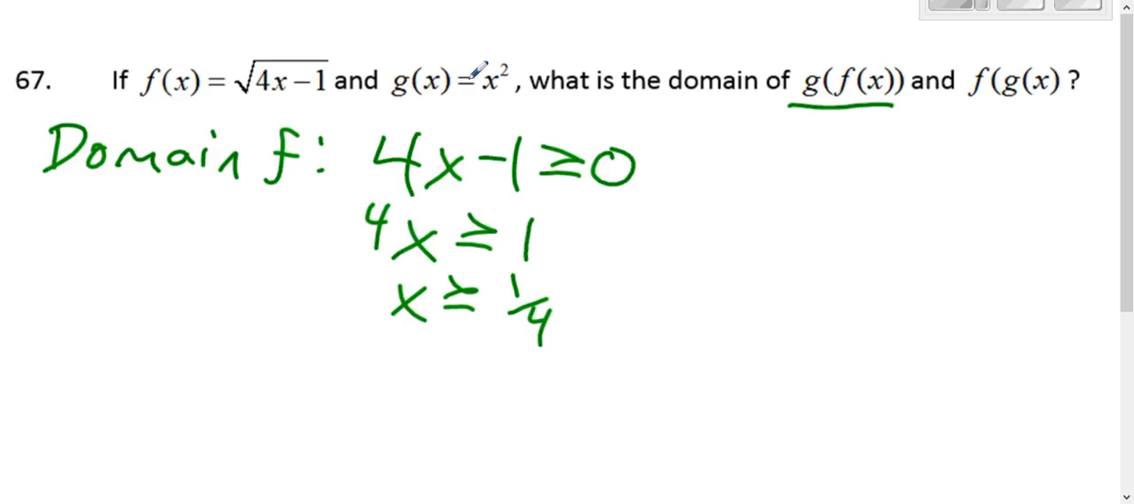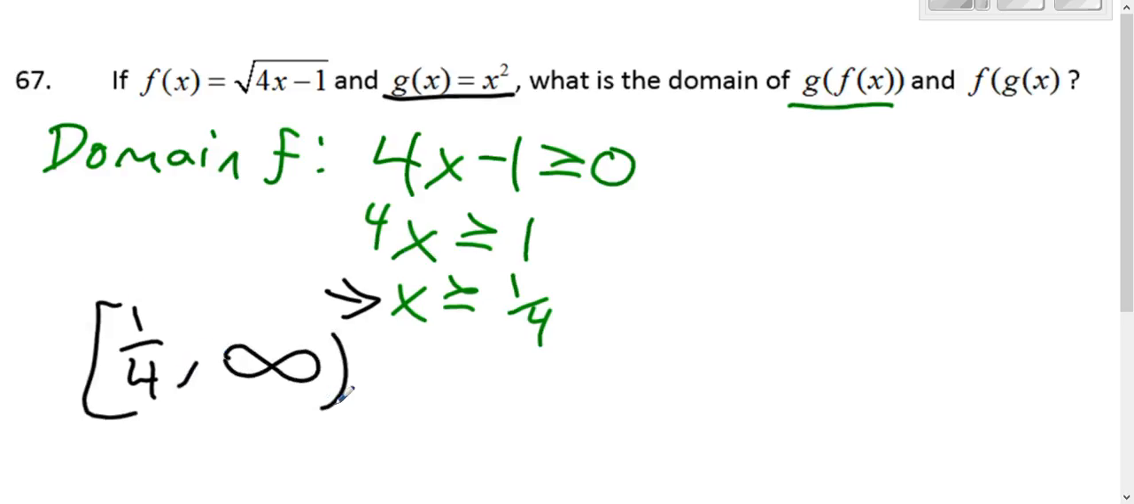Is there anything that we're not allowed to plug all the way through into g? Since it's x squared, that's a polynomial, the domain is negative infinity to positive infinity. So everything would work. No matter what we plug in, it's going to work in x squared. Since everything works in g, we don't have to remove anything else. This will be our domain of f. Let's just write it as an interval, because that's how we always wrote domain. Greater than or equal to 1/4 means it starts at 1/4 with a bracket, and greater than means it goes to infinity. And this is the domain of g of f.